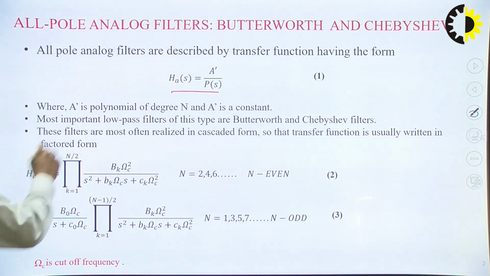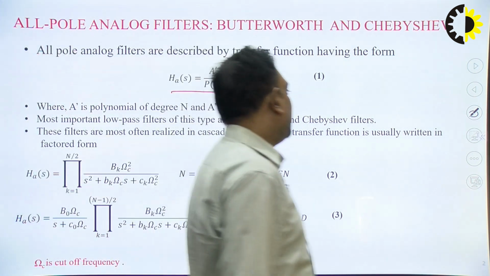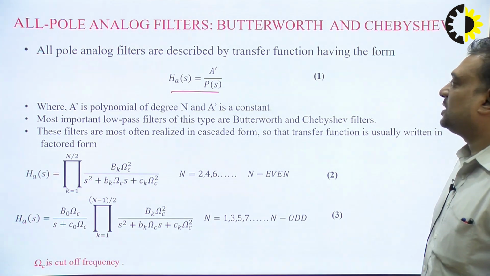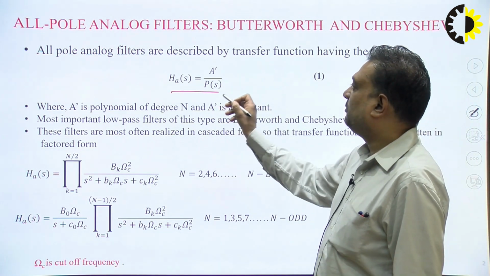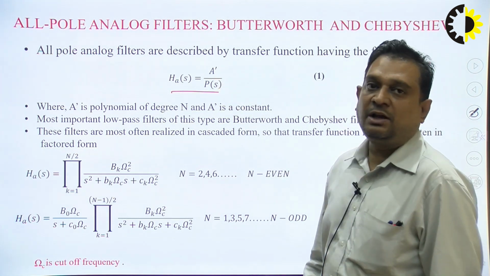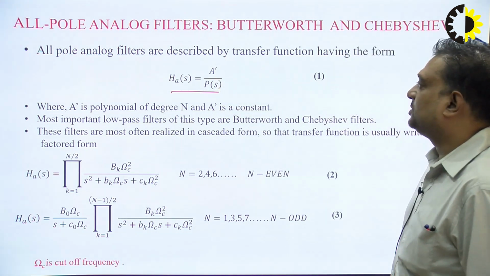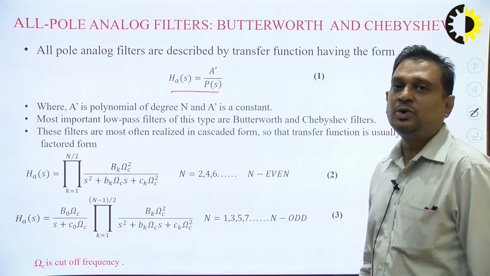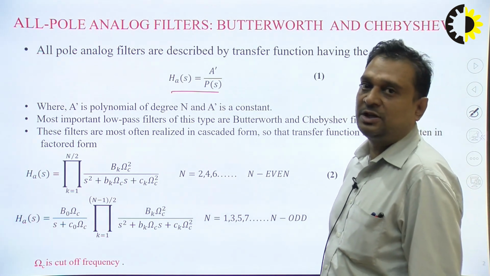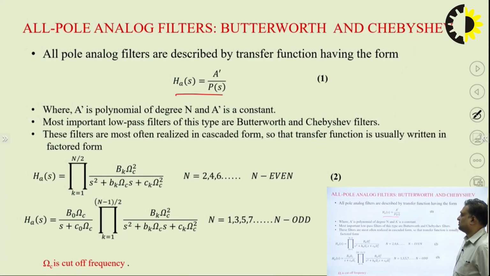Okay, so this A upon P(s) is basically the all pole type of transfer function where the polynomial of s is only in the denominator and A is the constant. It means whenever we talk about an all pole transfer function, then only poles will be there, there are no zeros. So that's why this part is the constant. So this is the very general transfer function.